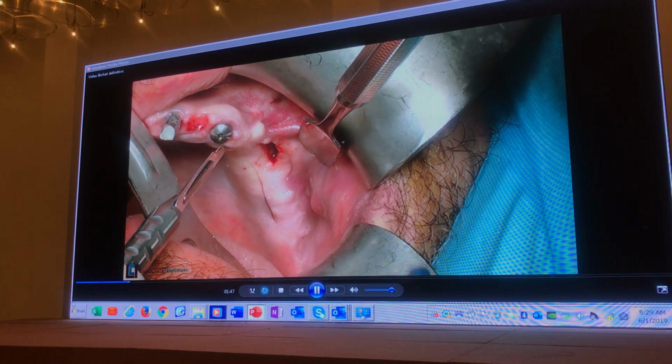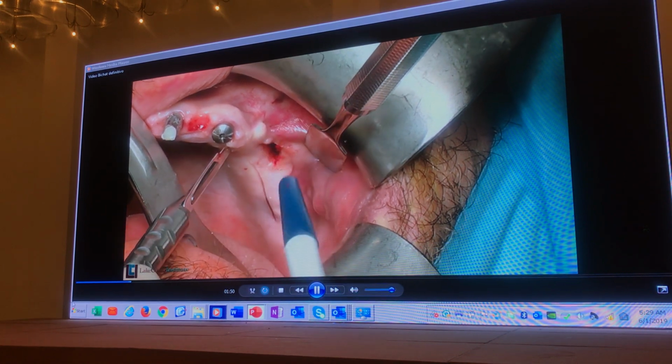This is basically a procedure that an oral surgeon would be comfortable with.